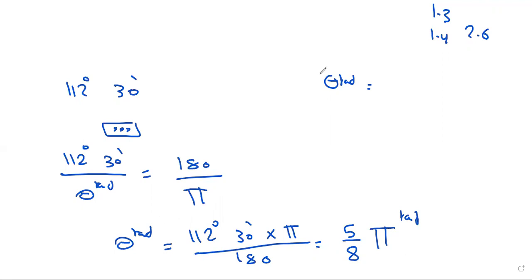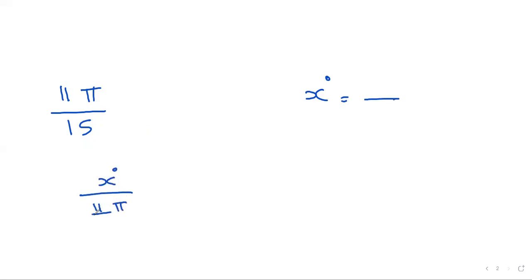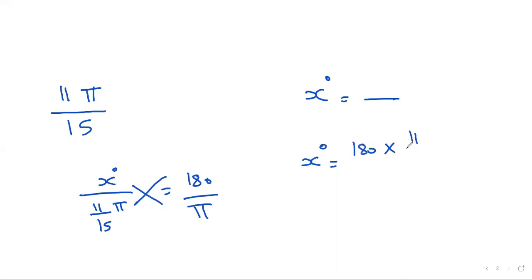Okay? What if I have an angle of measure, let's say, 11 pi over 15. I want to get x degrees. So in this case, we will write x degrees over 11 pi over 15 equals 180 over pi. And then you will do cross multiplying. It will be x degrees equals 180 times 11 over 15 pi, all divided by pi.